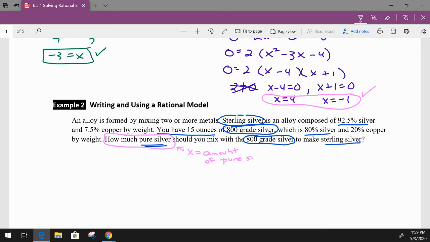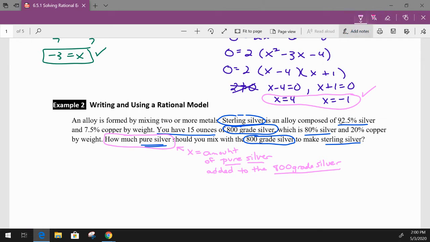So that's 100% silver, no copper, pure silver that we add to the 800 grade silver. Again, 800 grade silver just means that it's 80% silver. So we want to, again, go from that 80% silver to 92.5% silver.